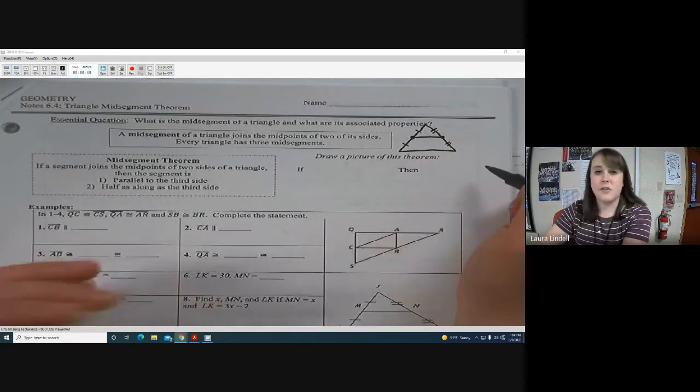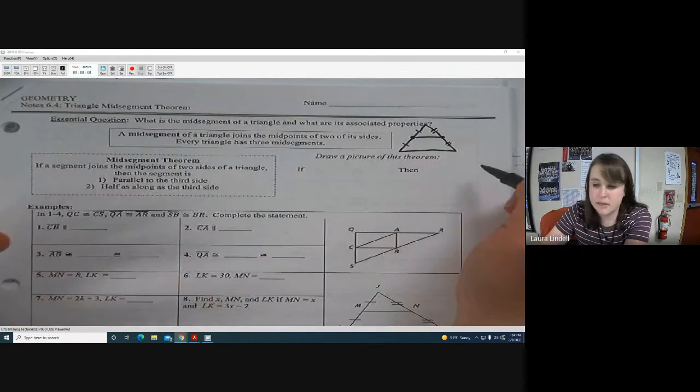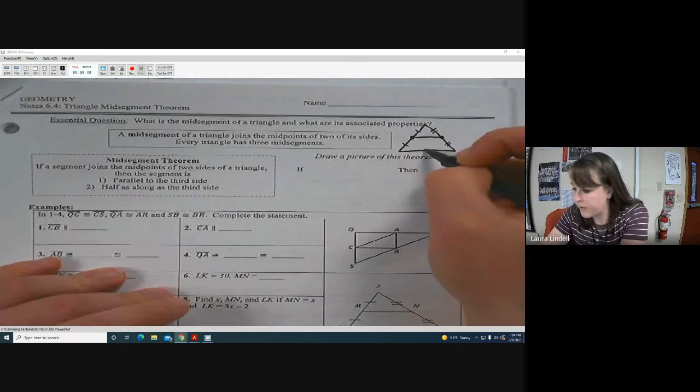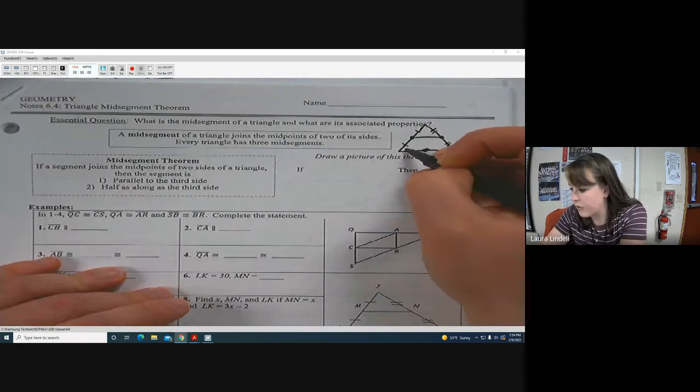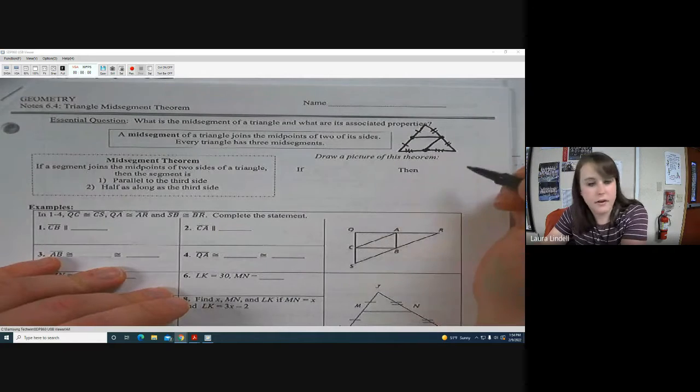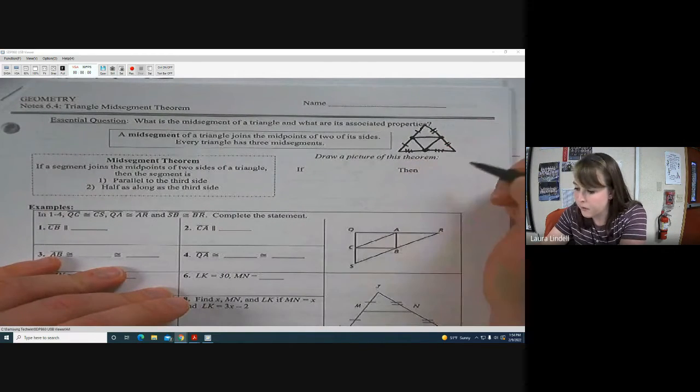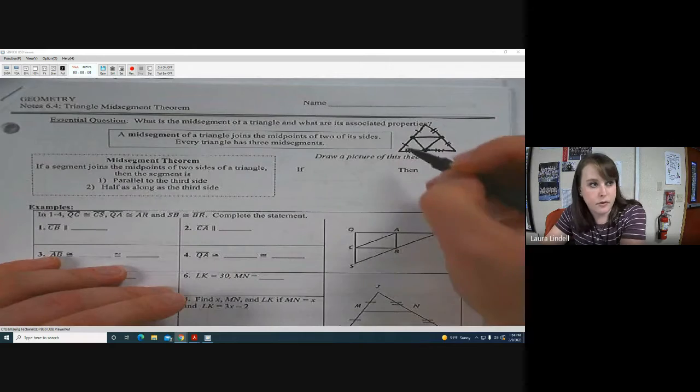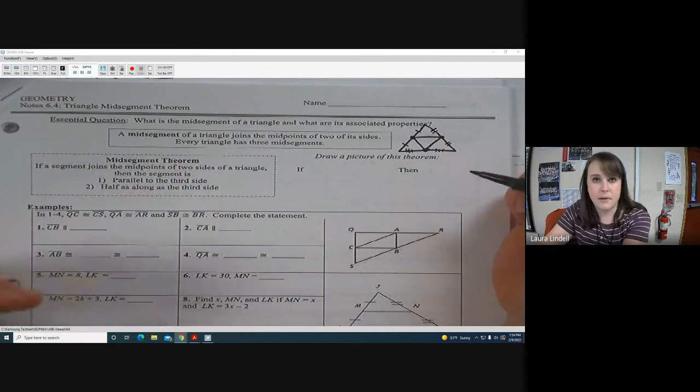So actually each triangle has three possible midsegments. That's one of them. If you find the midpoint of the third side and then connect that, there's another, and then we can connect one more. So there we have it. Those are all three triangle midsegments.